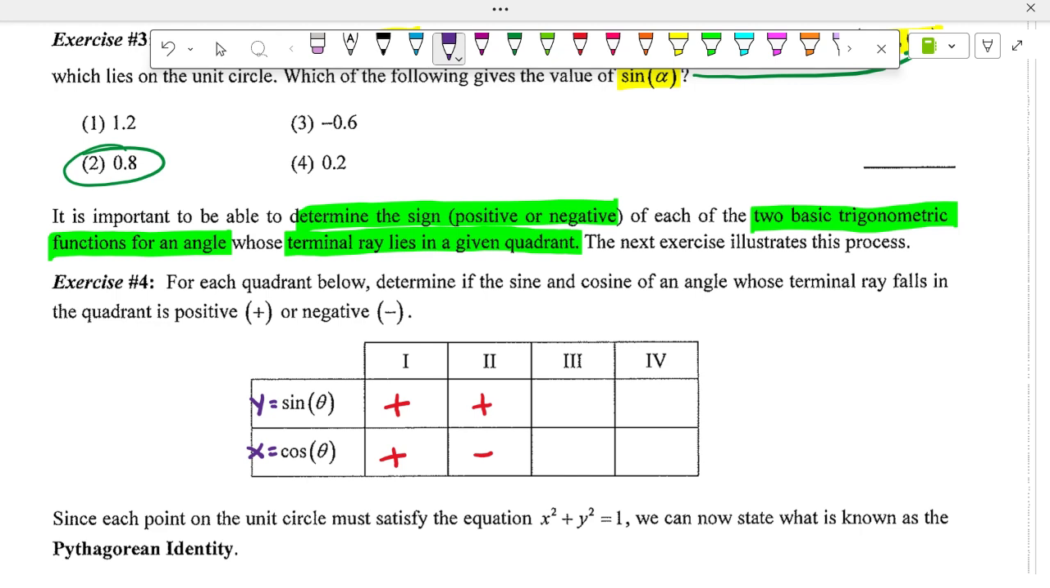What about quadrant 3? Negative, negative. Both parts of the point would be negative. What about quadrant 4? Negative, positive. The y value would be negative. The x value would be positive.